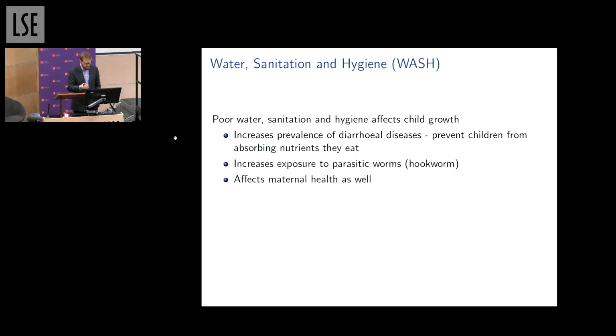We think that we know that these things would affect child growth, and through a number of pathways. So the first is that poor water and sanitation increases the prevalence of diarrheal diseases. Children with diarrhea aren't able to absorb the nutrients that they're eating, and so it's a disease on one hand, but it also affects their nutritional content.